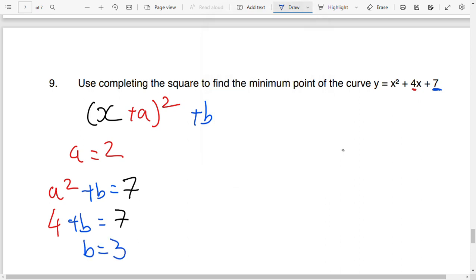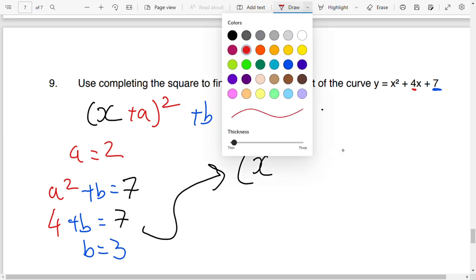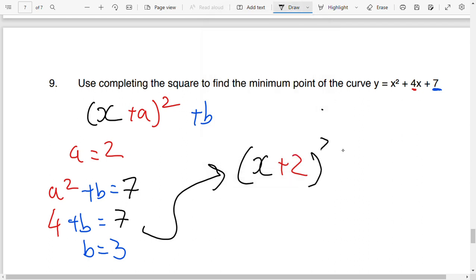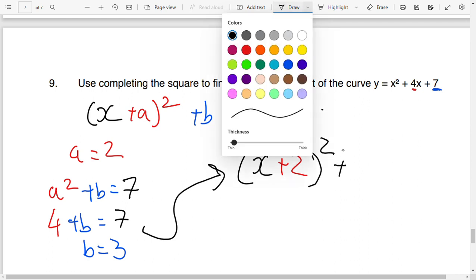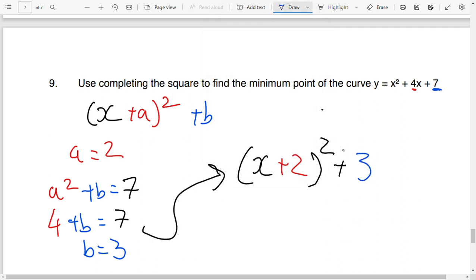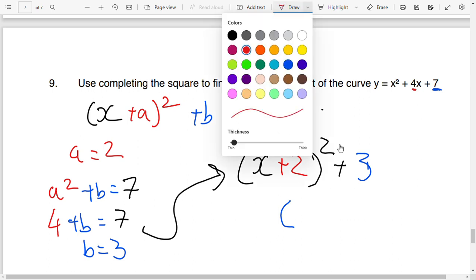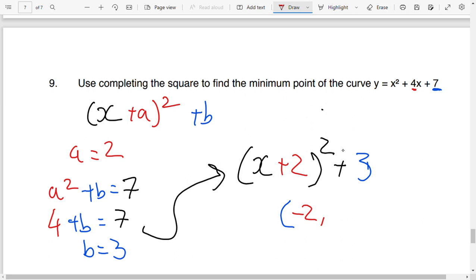So super simple. Putting it back into the completing the square form, we're going to have x plus 2, squared, plus 3. Okay, so the x coordinate is going to be the minus version of this, which is minus 2, and the y coordinate is going to be 3. Easy peasy lemon squeezy. So it's going to be minus 2, 3.